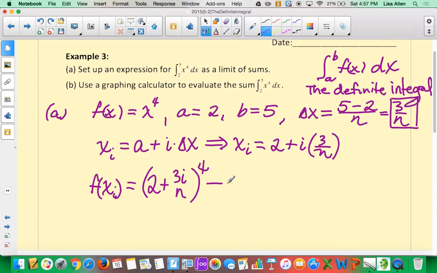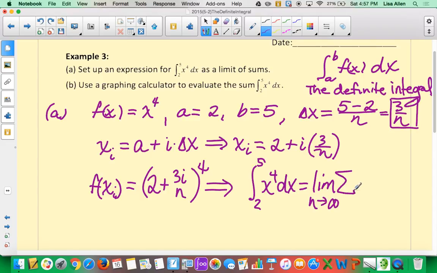So that our Riemann sum, the summation, i equal to 1 to n, and we will be taking the limit. So we have then the integral from 2 to 5 of x to the 4th dx equal to the limit as n approaches infinity of the summation from i equal to 1 to n of this quantity, 2 plus 3i over n to the 4th power times delta x, which is 3 over n.